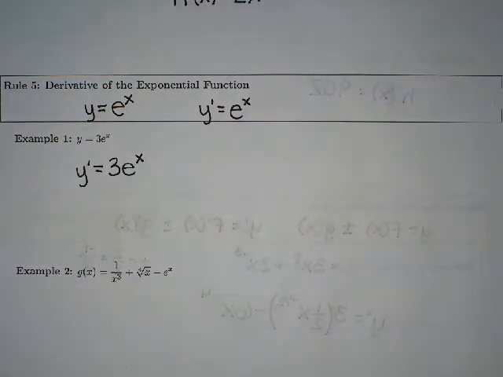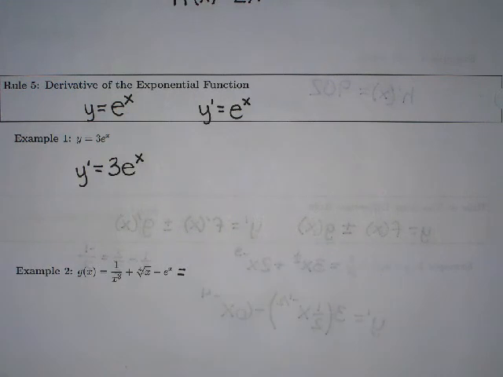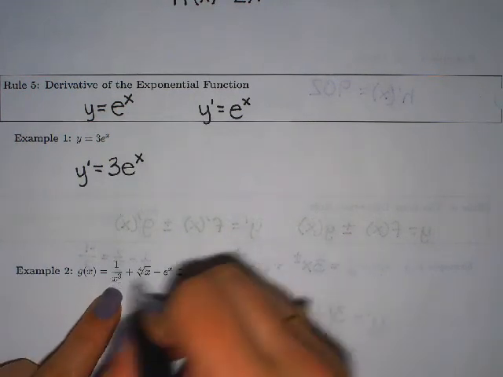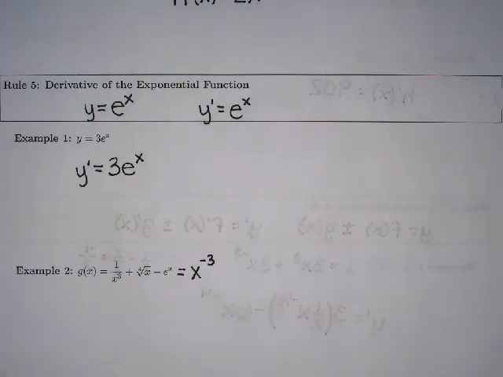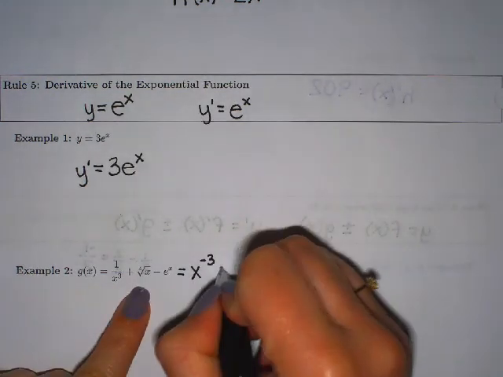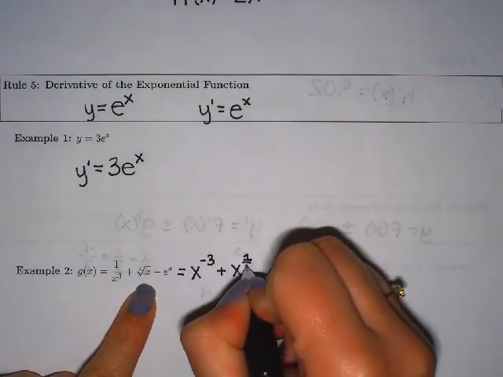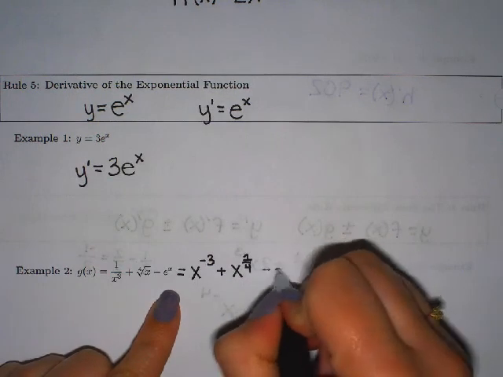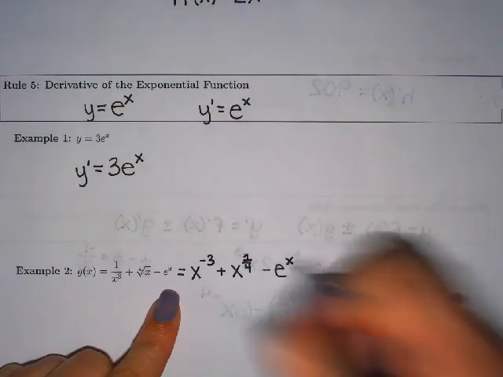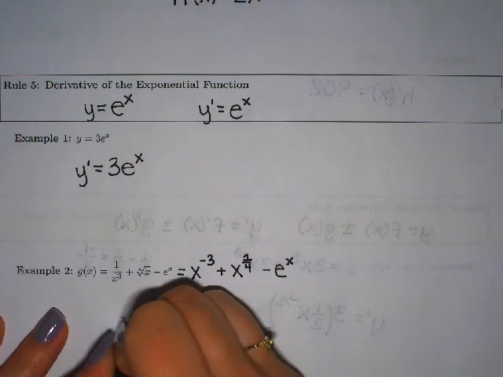You could pause this video and try the next one. This is combining all of our rules. I'm going to start it here though. I have something in the denominator and a root, so I have to rewrite it. So 1 over x to the third is going to be x to the negative 3. In the denominator it's negative, and then I have a root, so it's going to rewrite to be a fraction. It's the first power since it's not written, and the 4th root, so x to the 1/4, and then I have minus e to the x. I did not take the derivative, all I did was rewrite that.